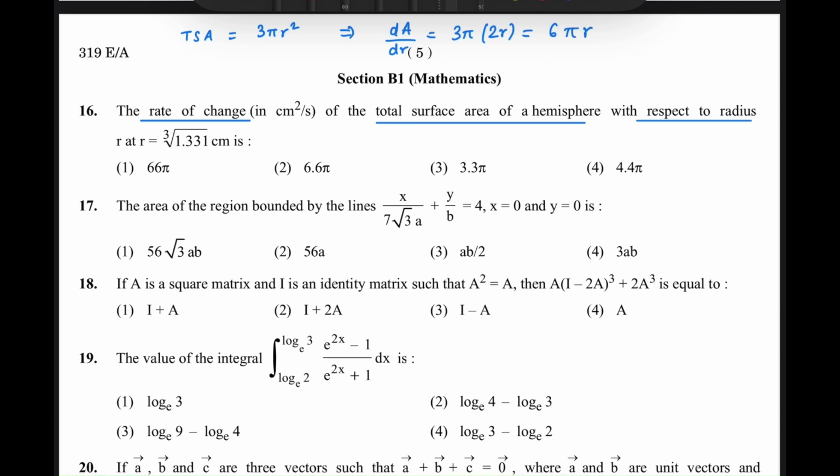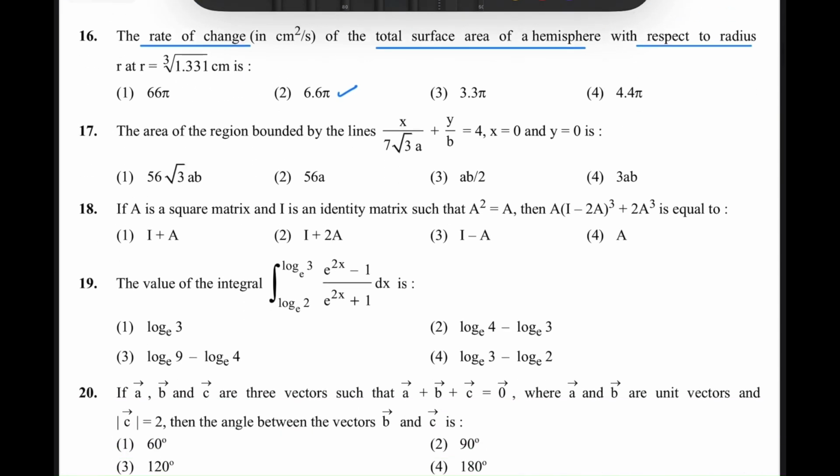Okay, now he's telling you the value of r is the cube root of 1.331. So the cube root of 1.331 is just 1.1. So if you plug in r equals 1.1, you will get 6 pi into 1.1, which is 6.6 pi, right? So which is option number 2, the correct option for this question, right? Easy question. Let's move to question number 17.